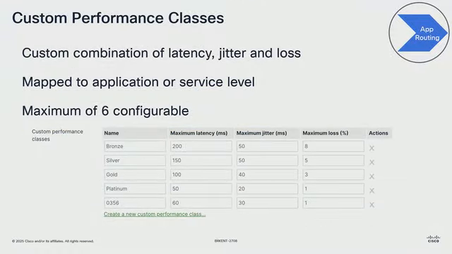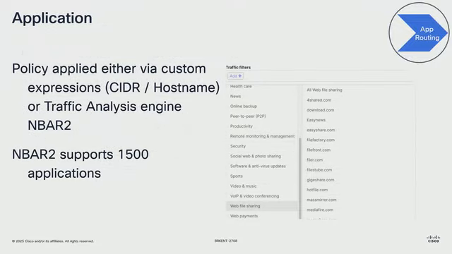Again, you can customize these classes as well if you need to. All right, so we also have the ability to do application-based routing as well. And a few years ago now, we implemented NBAR, which is the application routing detection engine that initially came from Catalyst, is built into the Meraki now.